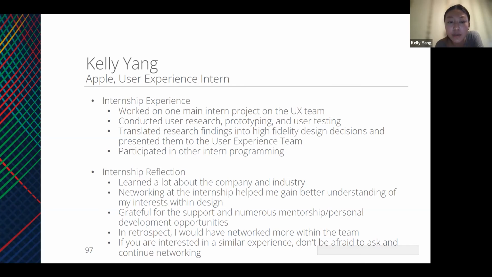I was really grateful for the support, and I had a lot of mentorship available to me, which was really nice. And in retrospect, I would have networked more with the team. Like I said, it was really helpful learning about the team and their backgrounds, but I didn't have that much time, so I didn't think it was that important. I didn't emphasize it as much as I should have. But if you're interested in a similar experience, don't be afraid to ask and continue networking.